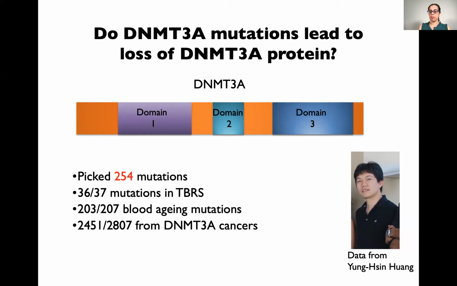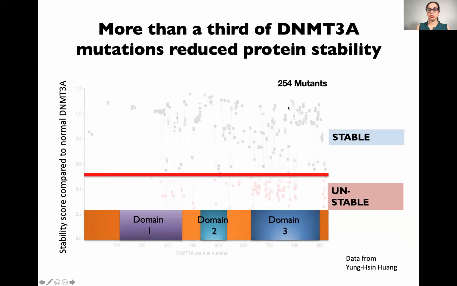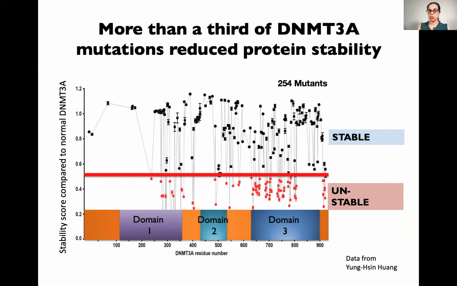And he made a library of all those mutations, and he asked a really simple question. Will the cell, when I introduce this mutation, think it's a bad mutation and degrade it, or will this mutation make the DNMT3A stay in the cell, so you have two copies? So if this is our arbitrary line of unstable, as we call it, that's a mutation that will make the protein go away. And mutations that are above this red line are mutations that will retain the DNMT3A. It was really quite striking that many of the mutations in TBRS and others basically lead to the fact that you have only one copy of the DNMT3A, so half the dose.